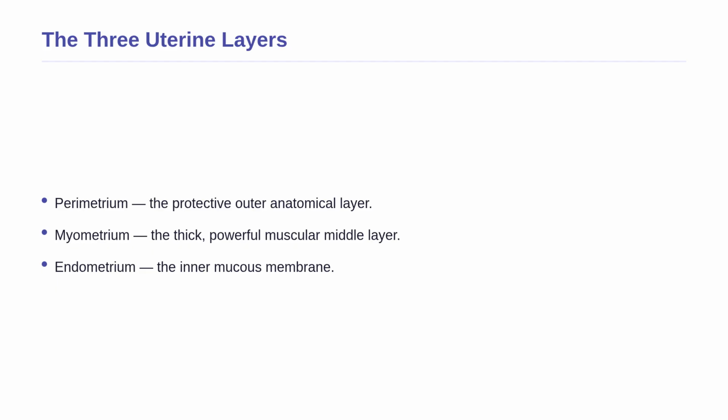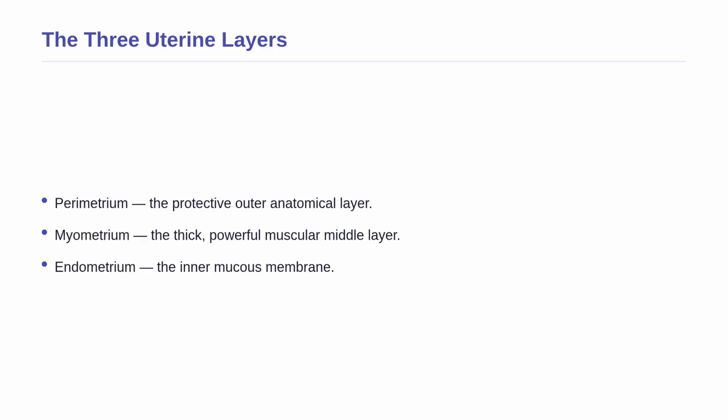If we take a cross-section of this remarkable organ, we see that the uterine wall is built of three distinct anatomical layers. The outermost layer is the perimetrium, which provides a protective outer boundary. Beneath that lies the myometrium.